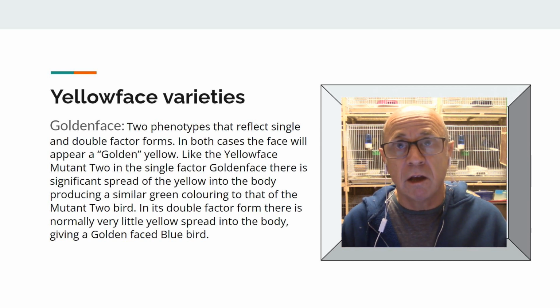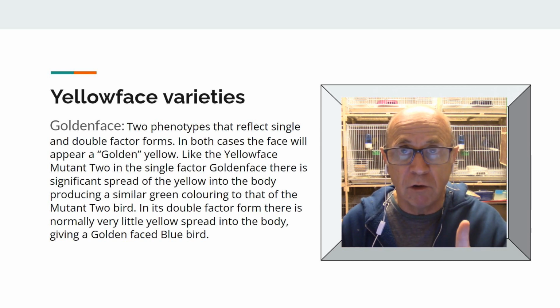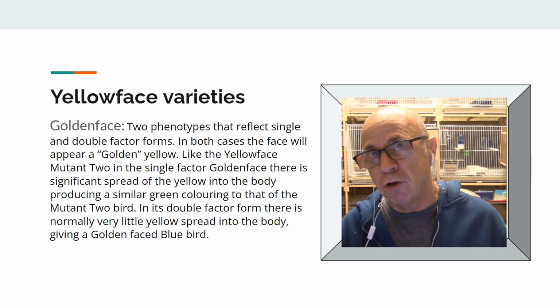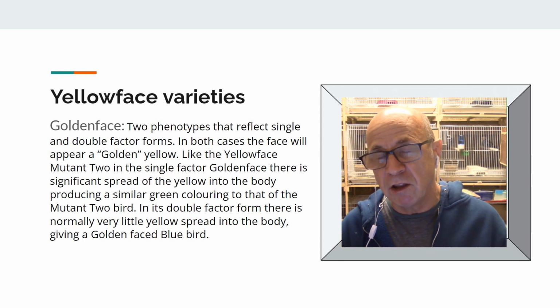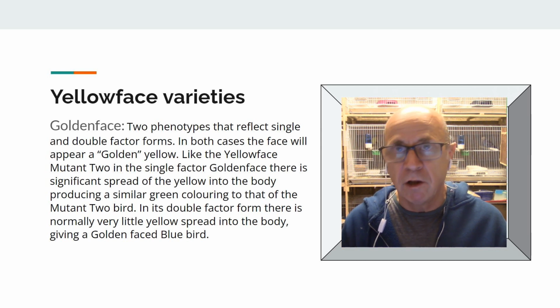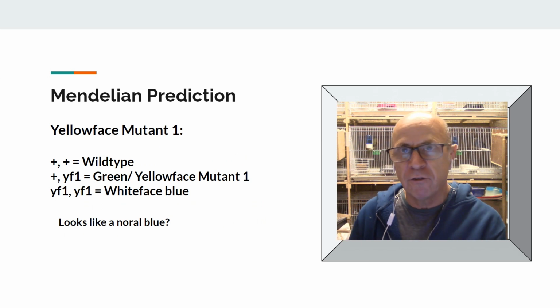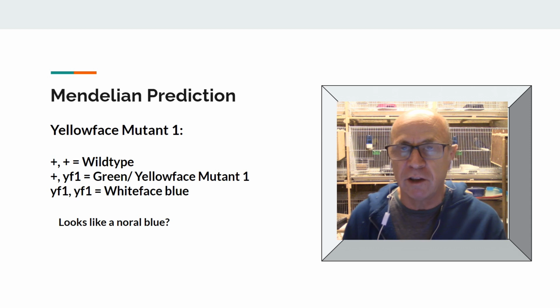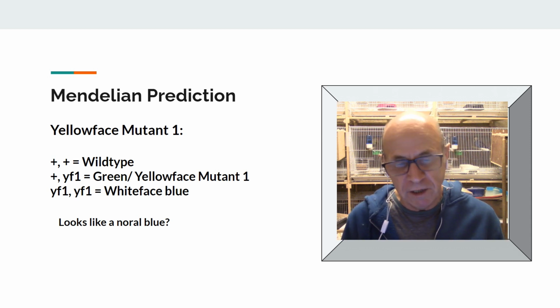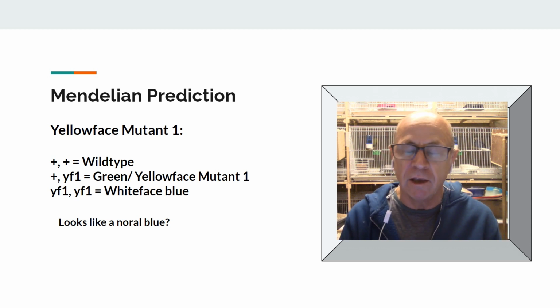Yellowface. We have mutant 1, single phenotype, mutant 2, two phenotypes, and the golden face, two phenotypes. So because the mutant 1 variety stands out as being slightly different to the mutant 2 and the golden face, I'm going to begin by talking a little bit about the Yellowface mutant 1.